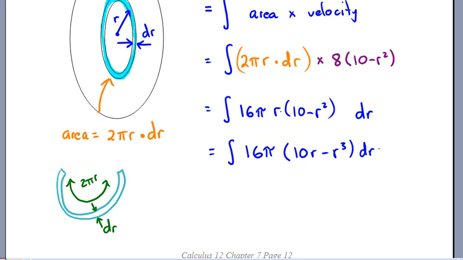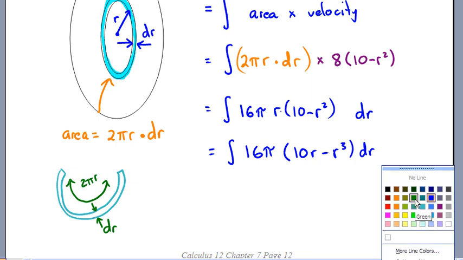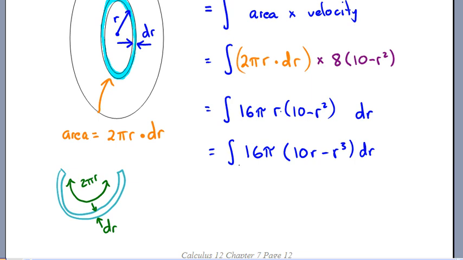Now the integral has to start and stop somewhere, and the r is in charge. It tells me where we're going to begin and where we're going to end. And the very first r, the very first little ring, starts at radius 0, and the last r finishes at radius 3. So I'm going to put in here from 0 to 3. To decide what to put in for those, just look at this dr. That's in charge, and it says let's finish at 3, let's start at 0.